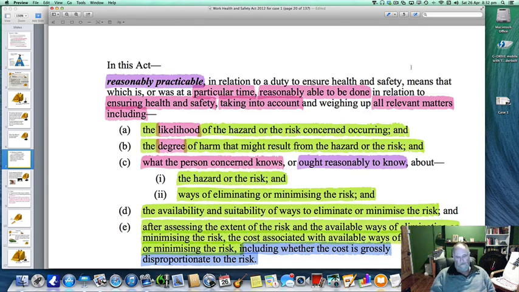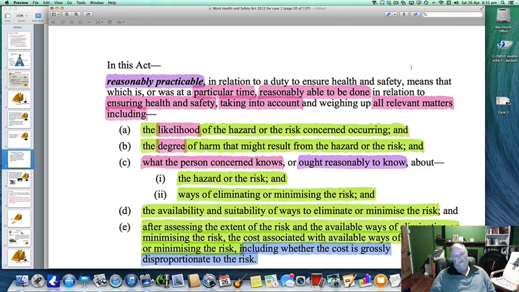And you also need to know the ways of eliminating or minimising the risk. And if you can eliminate it, eliminate it. If you can't eliminate it, then you've got to minimise it to the greatest extent that you can. You can't say it's a choice.